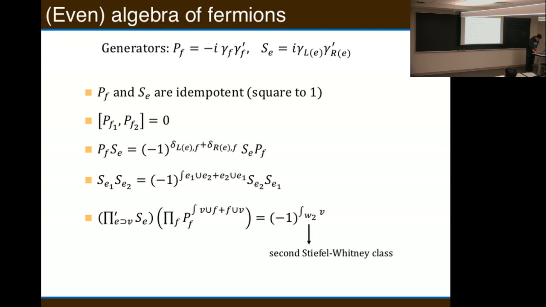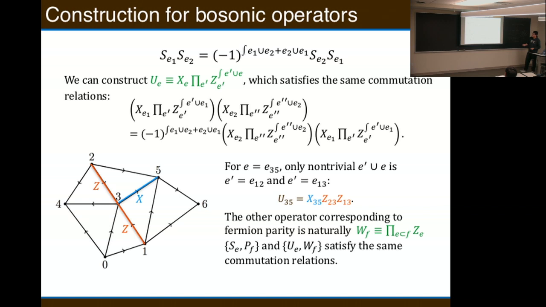So our goal then is to try to write down some Pauli matrices which have the same commutation relations as the fermionic hopping. So the easiest choice is here. So for the bosonic hopping, we first define the X_E as a product of Pauli matrices E prime, according to the cup product of E prime.